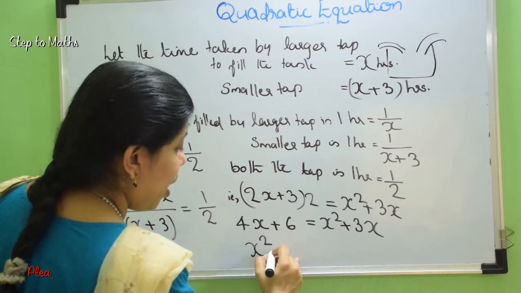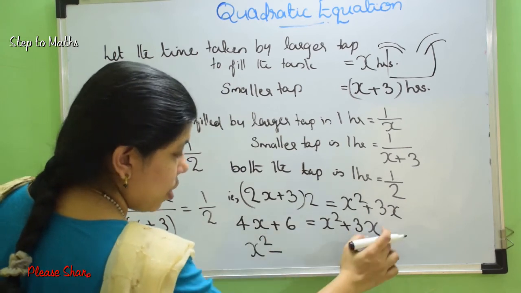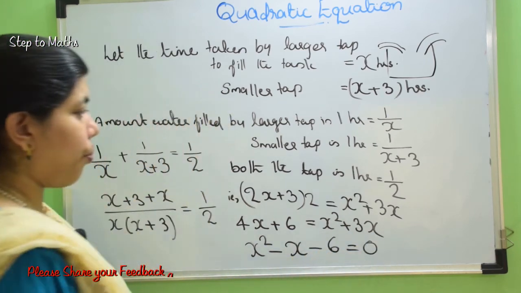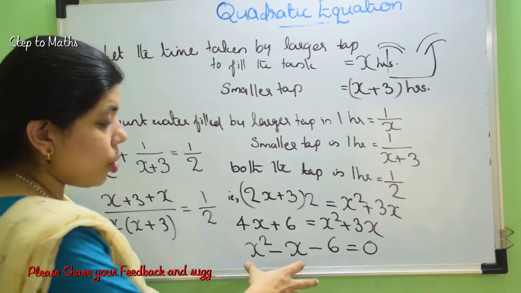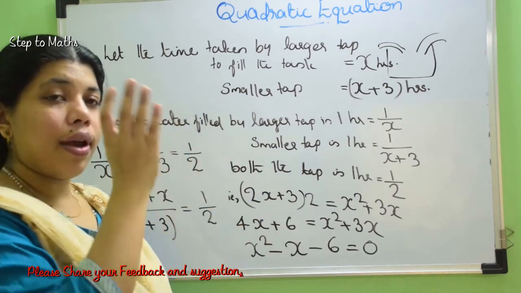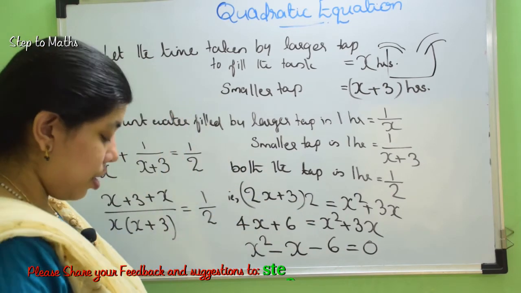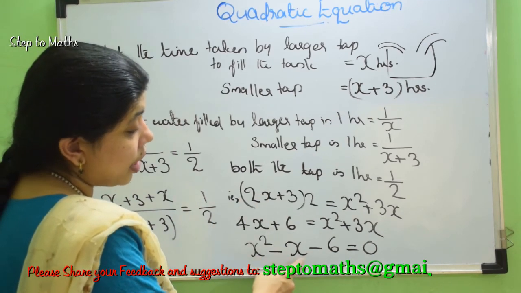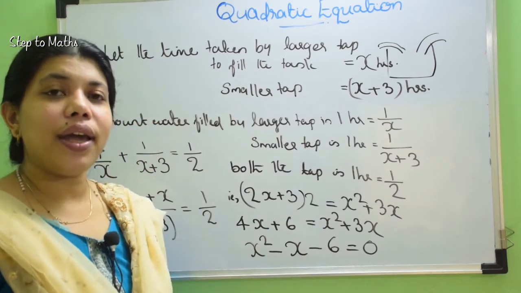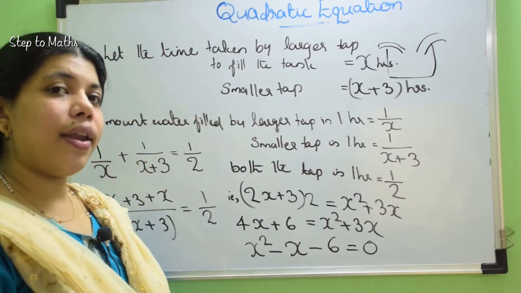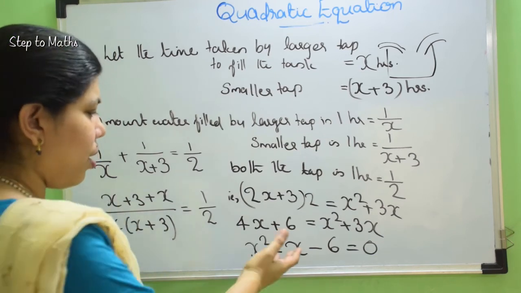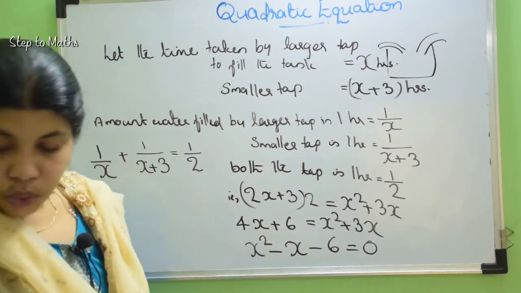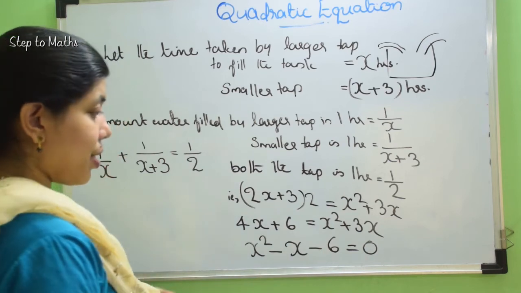That is x square plus 3x minus 4x minus 6, so x square minus x minus 6 is equal to 0. Now we get the quadratic equation according to the given conditions. How can we solve this quadratic equation? We can either use the formula or factorization. Here we can apply the factorization method.